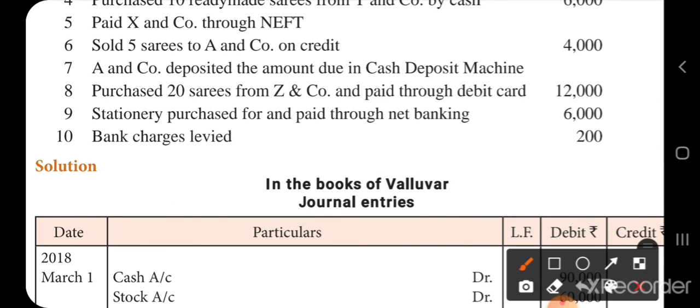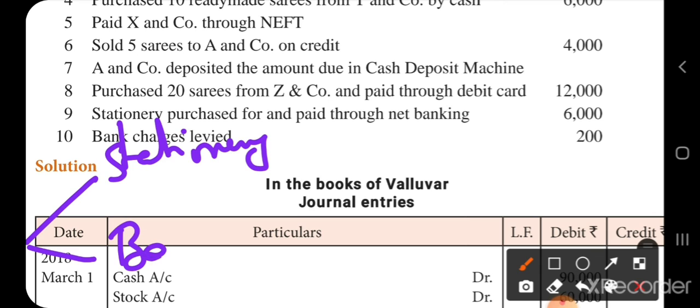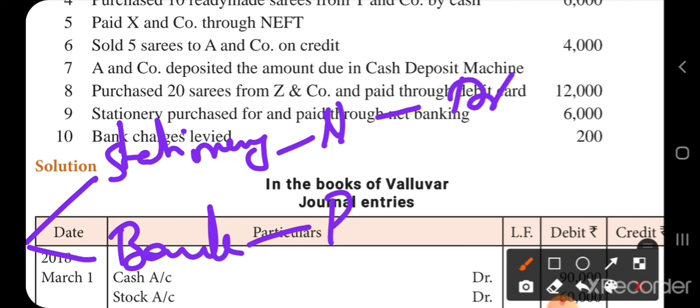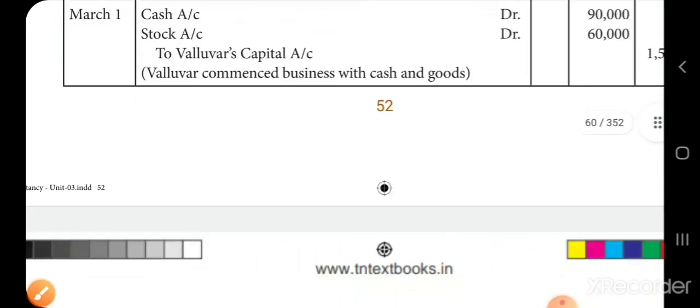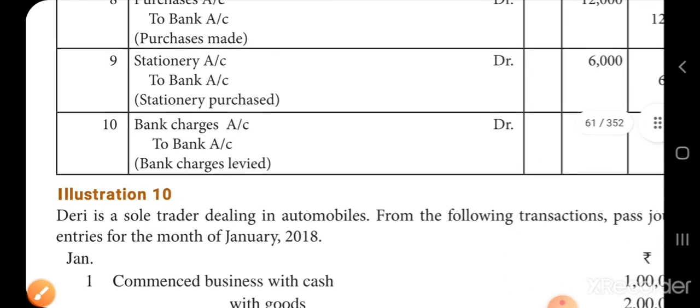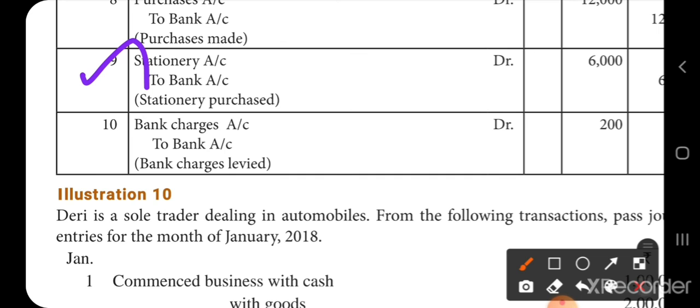The next transaction, stationery purchased and paid through net banking. Okay, so the payment is made through net banking. What are the two accounts involved? Stationery and net bank account. Stationery is a nominal account, it is an expense. Debit all expenses and losses, debit. Bank is a personal account, credit the giver. Here the bank is making the payment, so the entry will be stationery account debit to bank account.